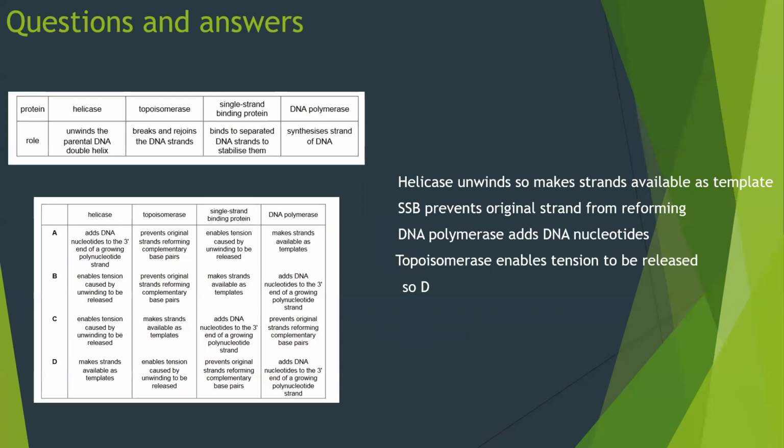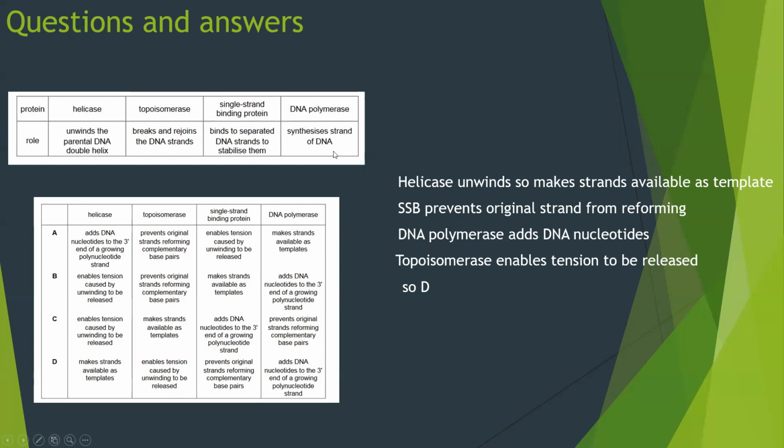So let's talk about this question. You don't need to know what these enzymes or proteins do because they're given the roles in the question itself. So let's see what the question says. Helicase, a protein, and its role: unwinding the parental DNA double helix. Topoisomerase breaks and rejoins the DNA strands. Single-stranded binding protein binds to separated DNA strands to stabilize them. And DNA polymerase synthesizes strands of DNA.